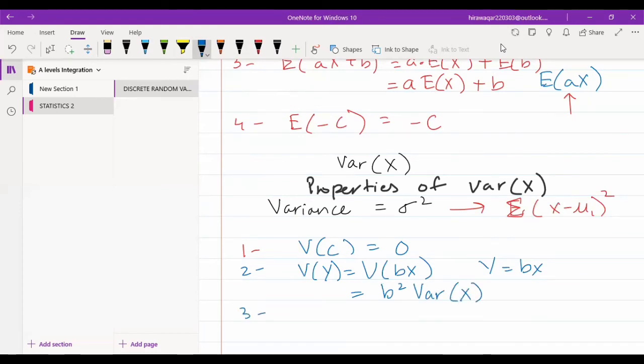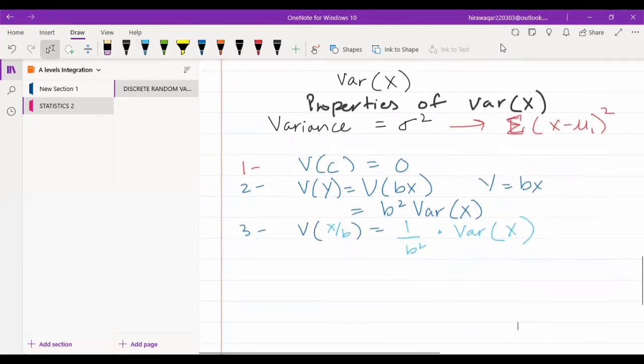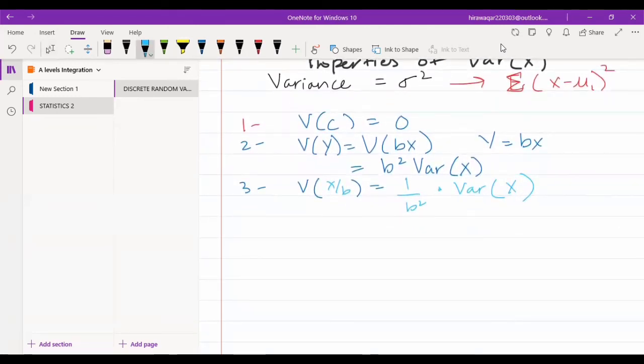Now number three: if you have any constant in the denominator, let's suppose x over b, you will see that b will come outside the bracket after squaring. So it would be 1 over b square multiplied by variance of x. These are all the properties which we are going to learn, and after this we will try to solve some questions on these things.